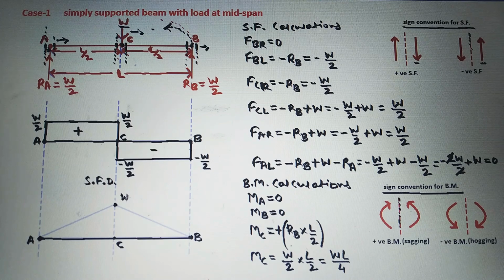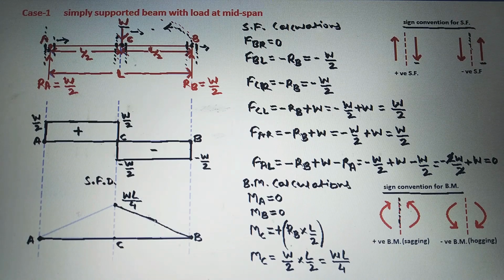It is WL by 4. Now we will join these points here. First we will join B and C. There is no loading between B and C, so the bending moment diagram will be an inclined straight line.